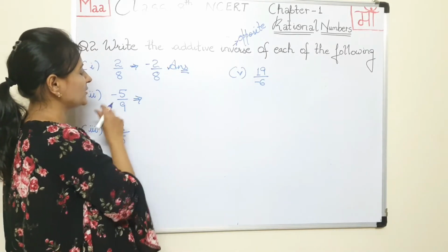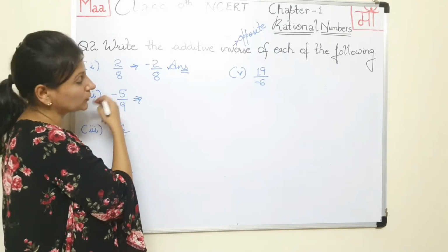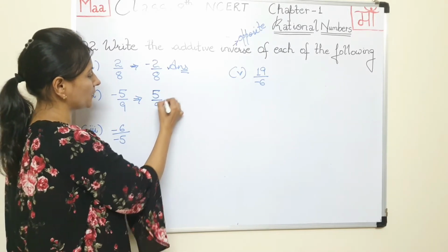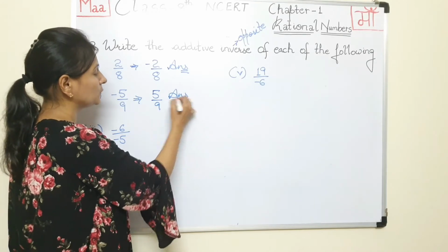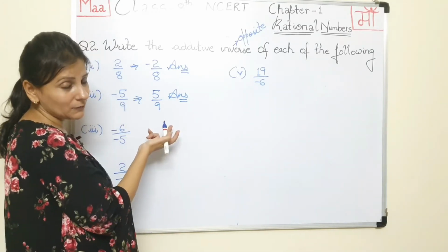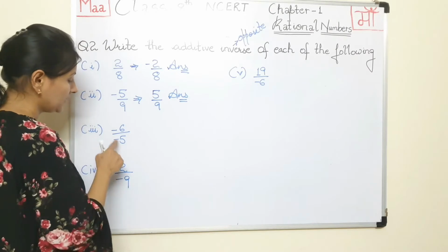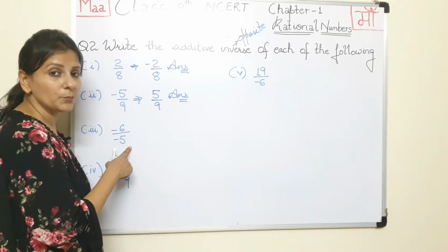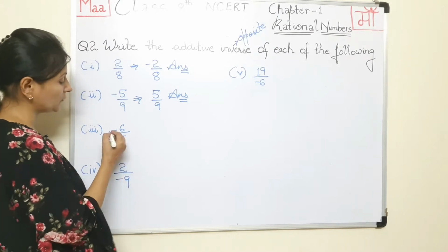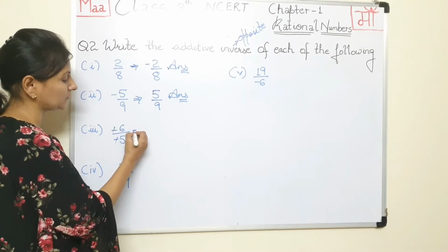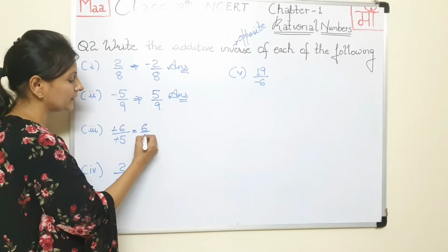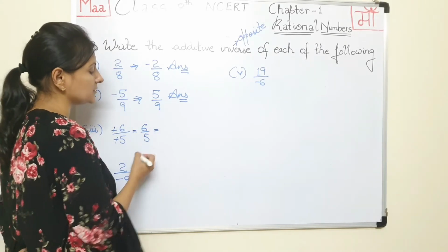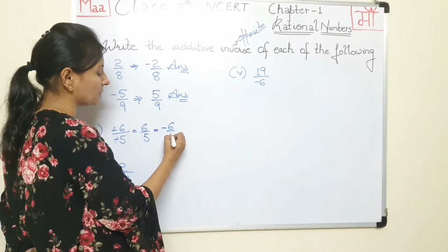Next, the question is minus 5 upon 9. So the additive inverse of minus 5 upon 9 will be plus 5 upon 9, because it was in negative. So when we write the additive inverse, it will come in positive. Now in this part, the numerator and denominator both have a negative sign. So firstly you have to cancel this negative sign. When you cancel it, the rational number will be 6 upon 5. Now the additive inverse of this will be minus 6 upon 5.